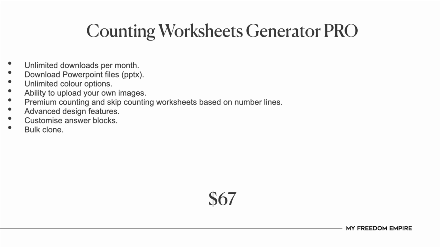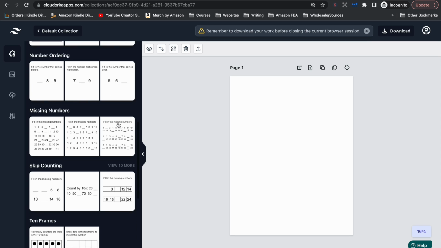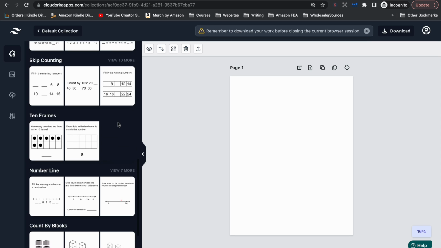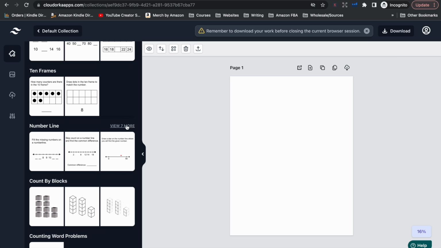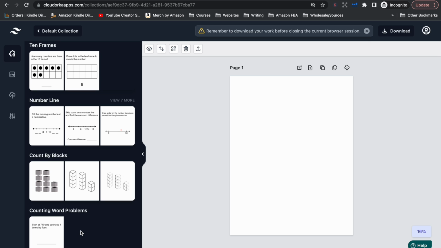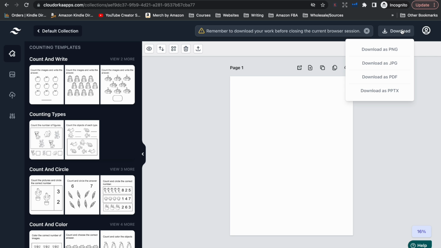So if you are interested in taking up the Pro version, that is an additional $67, which is the discounted price during launch. And when we log into the Pro version, you can see there are some extra problems here that have been added. So we've got the extra skip counting, the number line problems, and counting word problems to create the actual problem. And the ability to download as PowerPoint is also here as well, if you need or want it.